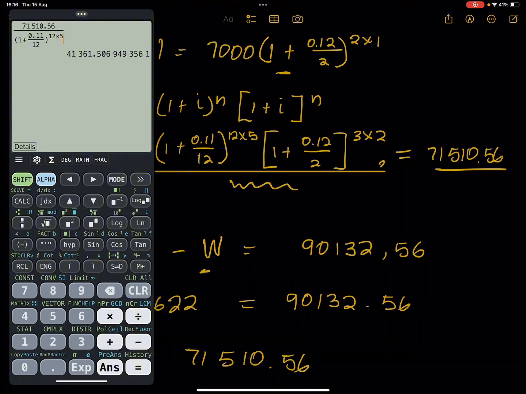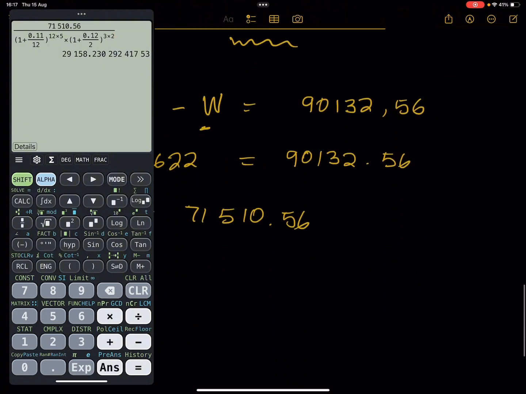Multiplied by another bracket, that's 1 plus 0.12 over 2. And if we close that bracket, that becomes raised to the exponent 3 times 2. All right, ladies and gents, and I get my initial deposit.